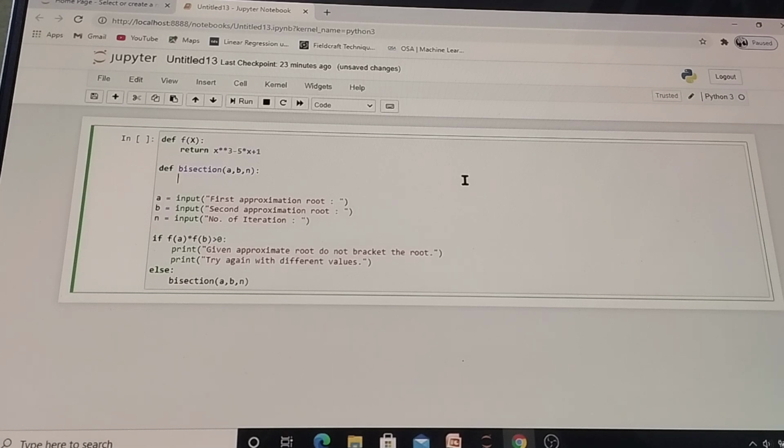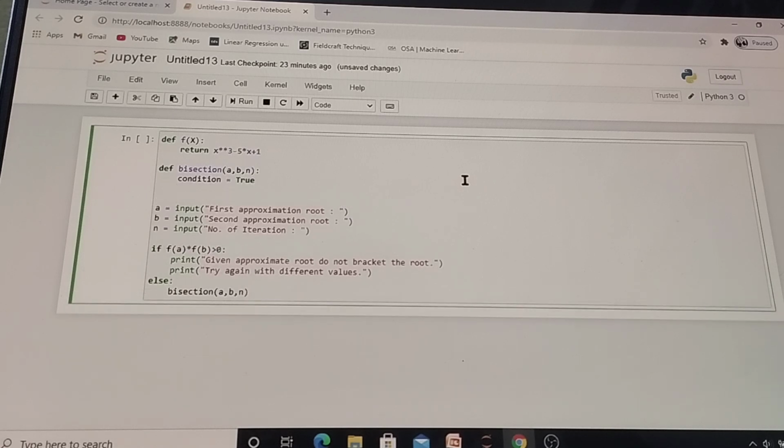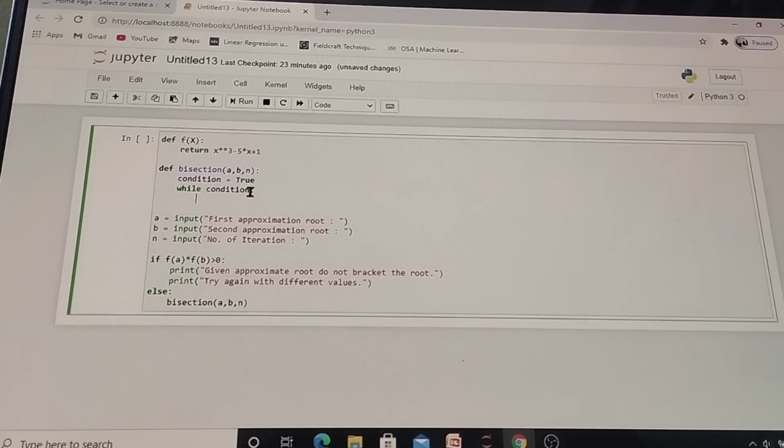Okay, so for that what I am going to do, I am using a condition statement. This will be by default taken as true. Okay, and I am using the while loop, right? So while condition means by default this loop will be true and it will be executed, right? So after execution, what I want, I got the value of a and b.